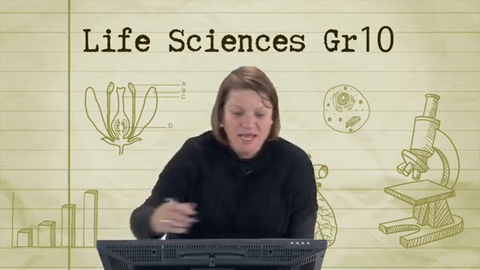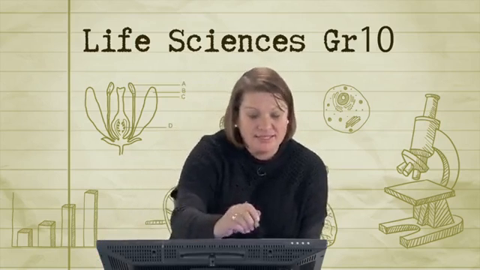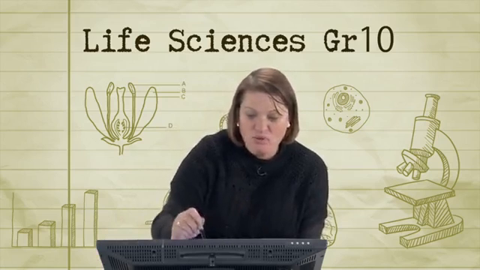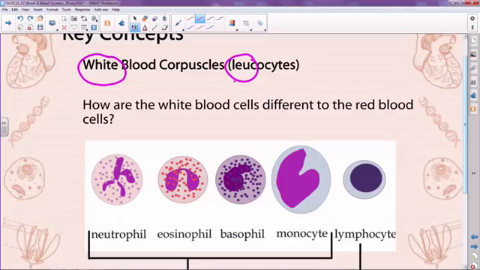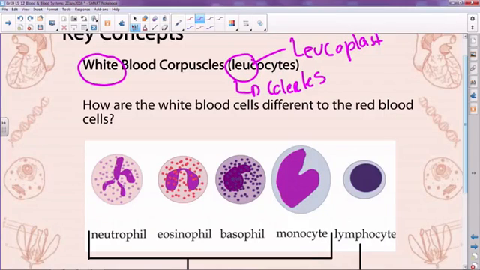Okay, guys, then its partner in crime is a white blood cell. Now, the reason why we say white or leuco, that means colorless. Okay, it's colorless. Can you remember when we did the plant cell? We had a leucoplast, the plastid that stored starch.